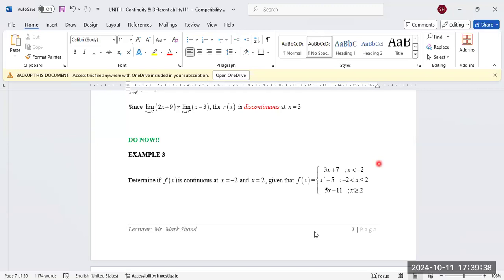You need to investigate what is to the left and to the right of the function. So the question says, determine if f of x is continuous at x equals -2. That's the one we're looking at first. We're not concerned about x equals +2 just yet. We're investigating x equals -2 first.